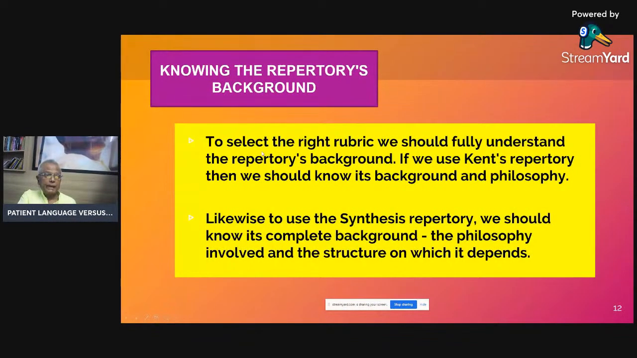Knowing the repertory, we have to know the background of the repertory. To select the right rubric, we should fully understand the repertory background. If we use the Kent repertory, then we should know the background and the philosophy. Likewise, for the Synthesis repertory, we have to know the background philosophy involved in this repertory. So, using the different repertories, we have to know the background of the repertory.